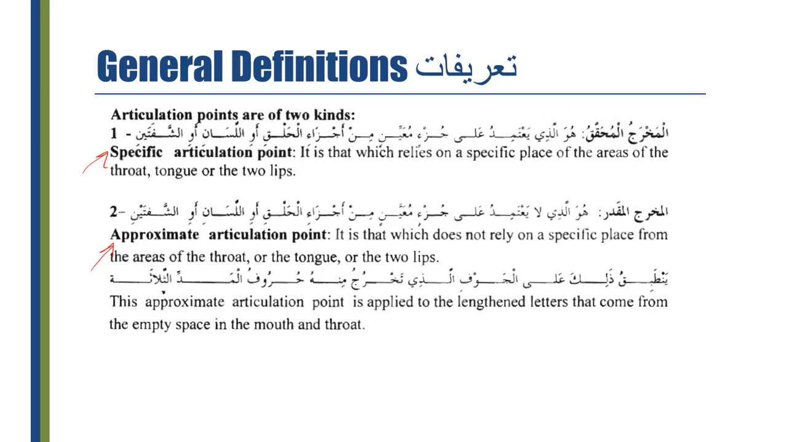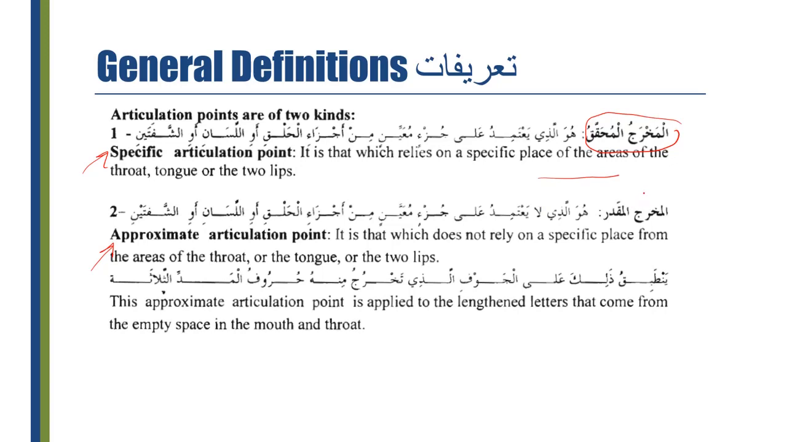When I say specific, or in Arabic مخرج محقق, or specific articulation point, from its name, it is when the letter actually relies on a specific area or place in the throat, the tongue, or the two lips. So when I define the makhraj of a letter and I say that it depends on that point of the throat or tongue or lips, that means this is makhraj muhaqqaq.